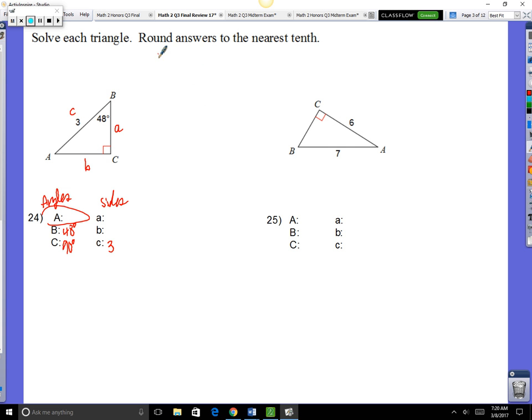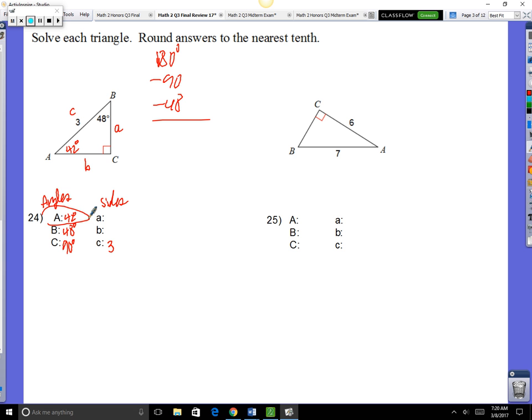First one, angle A is going to be easy. In a triangle, there are always 180. Your 3 angles have to give you 180. So I'm going to do 180 minus 90 minus 48, and whatever is left over has to be angle A. And it is going to be 42.